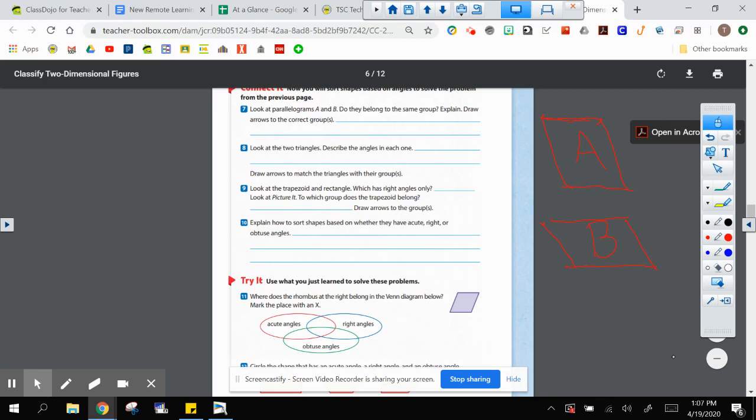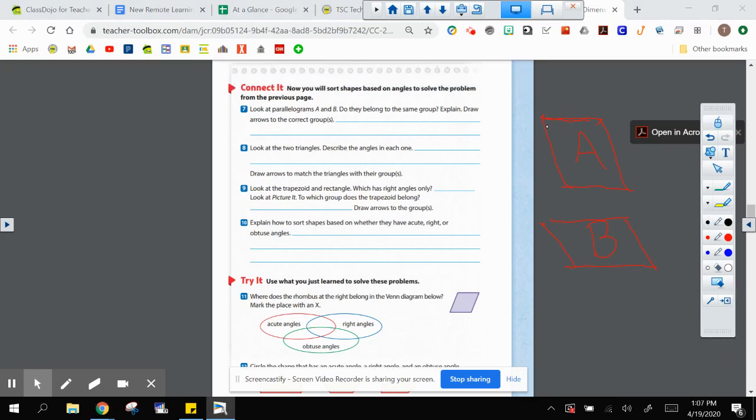If I look at this angle here, it's smaller, so that's an acute angle. This one is opened up. It's wider than a right angle, so it's obtuse. This one's obtuse, and this angle is acute. So we have two acute and two obtuse angles in parallelogram A.